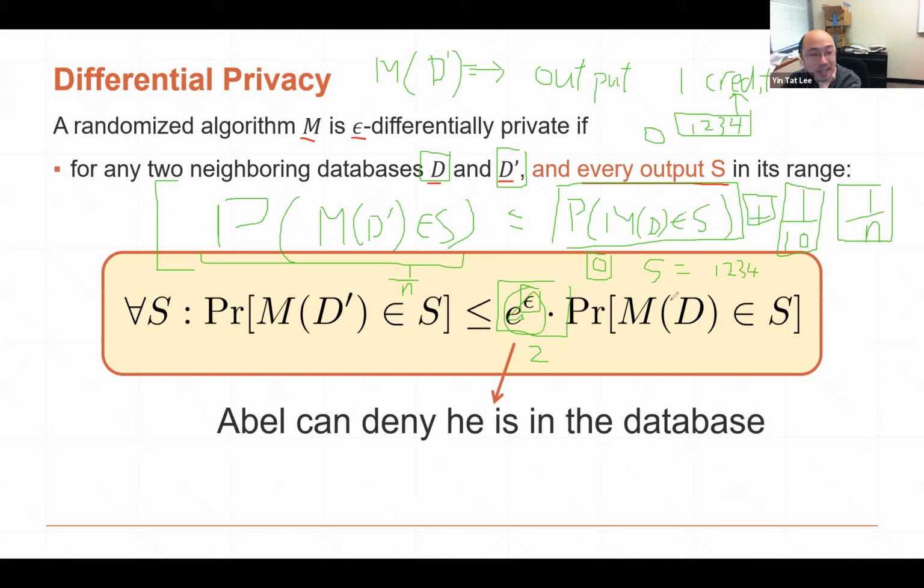Someone asked why this is exponential. This exponential is not important. You can define it to be, for example, 1 plus epsilon instead. But it is easy to check, this definition only makes sense if this number is larger than 1. So there is no inherent reason for using exponential here. Any question about this definition?